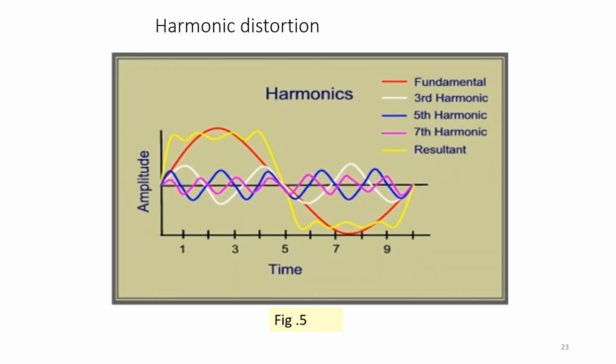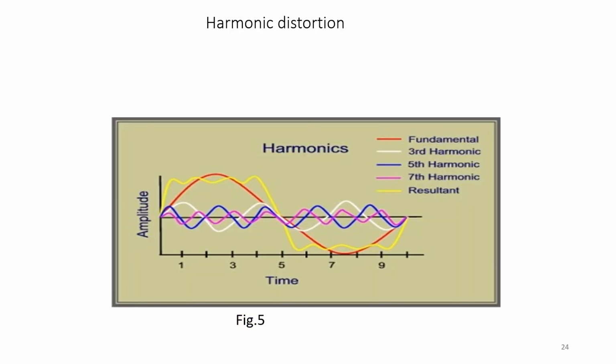You can see here the red waveform, a pure sine waveform, is the fundamental component, and the next, white color, is the third harmonic, the blue color is the fifth harmonic, and the purple color is the seventh harmonic. When these frequency components are generated and mix with the fundamental or the required component, you can see the resulting yellow waveform and how much it is changed from the pure sine wave which we require. That is harmonic distortion.